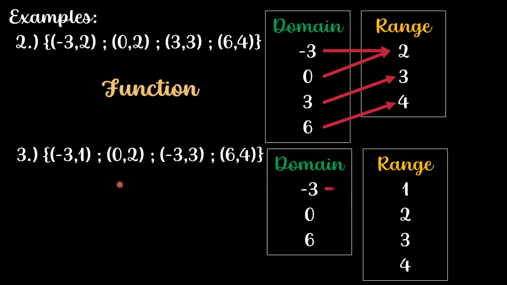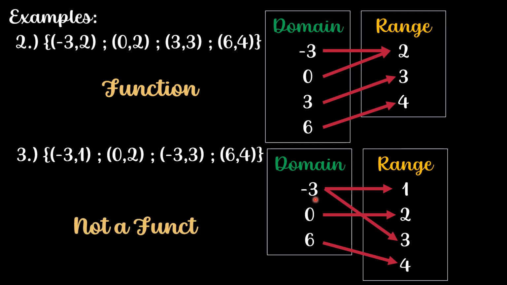So, if we are going to pair this, we have negative 3 to 1, 0 to 2, negative 3 to 3. So, the domain negative 3 is paired to positive 3 na range. And lastly is we have 6 to 4. As we can see, there is only one domain, pero duha iyang range. Pasabot, nibalik ang atong domain nga negative 3. So, this is an example nga dili siya function kay nibalik ang domain.